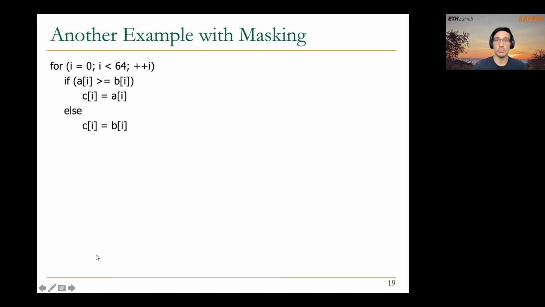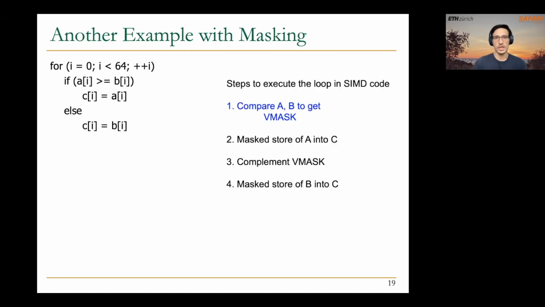This is a very simple example. Here you have a little bit more complex example, because here we have if and else. In this case, again, we have to compare A and B to get the mask. We first operate on the body of the if statement. In this case, we store elements from A to C, and then we complement the mask, and finally we perform this second store from B to C.